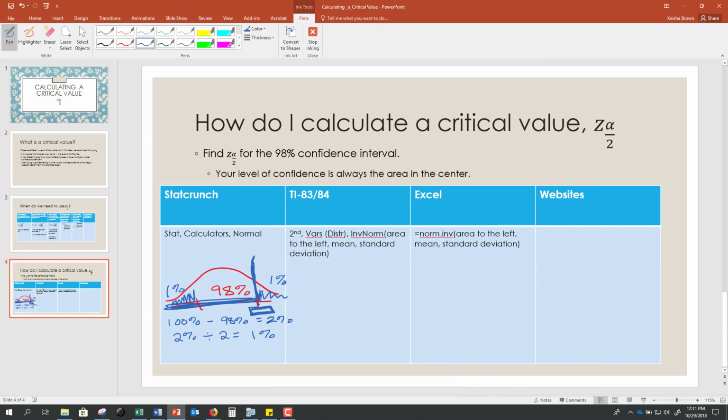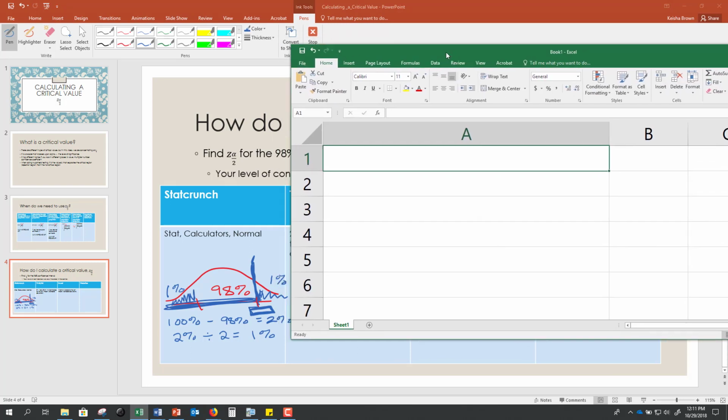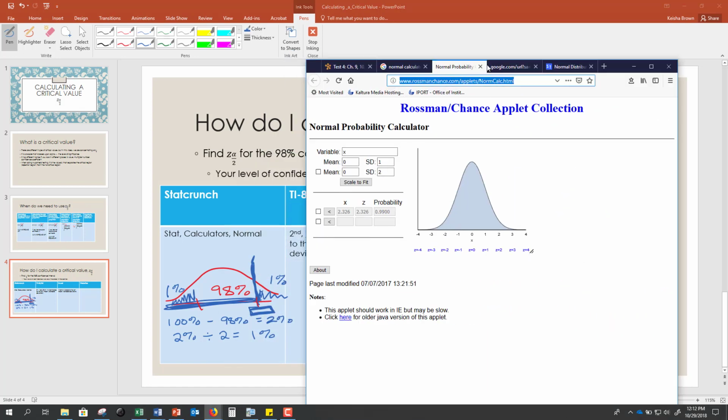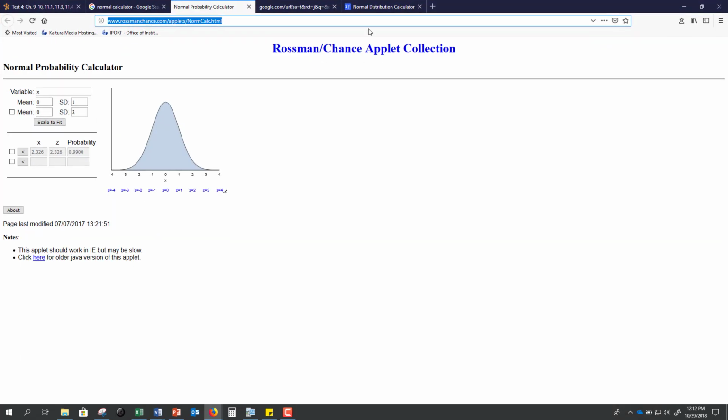You can also do this in Excel as well. So in Excel, the function we're going to be using is norm.inv. So in Excel, we start off with the equal sign. There's our norm.inv. We need to enter in our probability first. So just like the calculator, everything to the left, 0.99. Our mean is 0. Our standard deviation is 1. There's our 2.33.